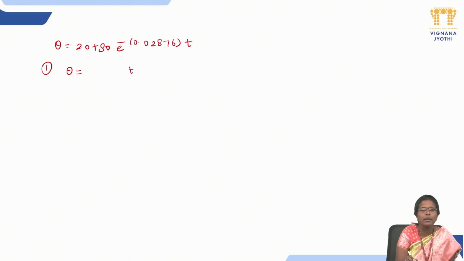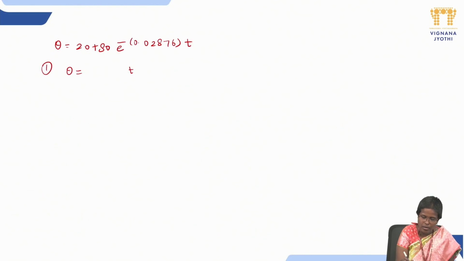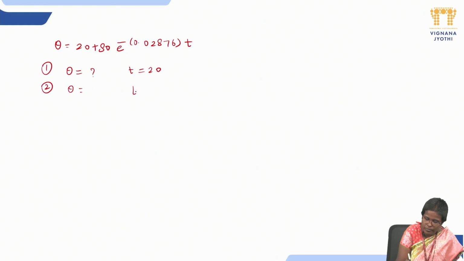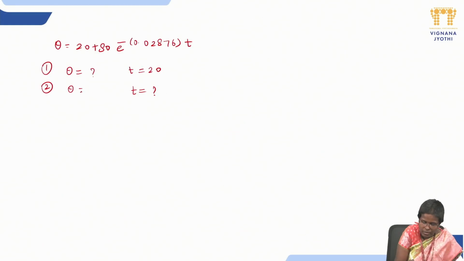In the first problem, in the first slide, they are asking for theta after t is equal to 20 minutes. What is the second problem? What is the time when the theta value is 40? So we have to find the temperature when t equals 20, and we have to find the time when the temperature is 40.